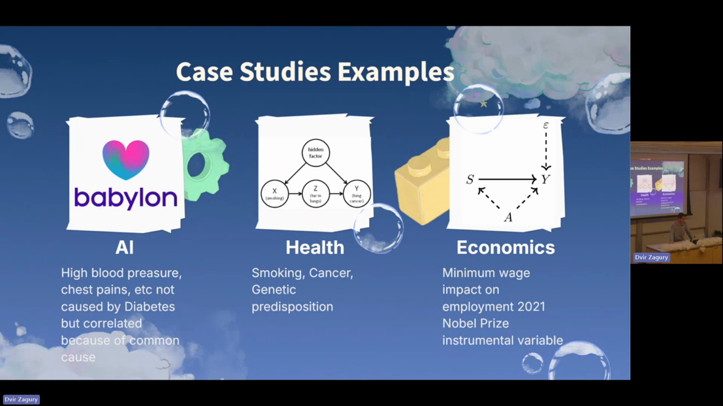But before we do, I'll give us some examples of case studies in practice where causal inference was useful. There was a startup a few years ago called Babylon Health. They were an AI company that tried to diagnose your symptoms. You give them your symptoms, and they would try to diagnose your disease and what sort of treatment you should have.